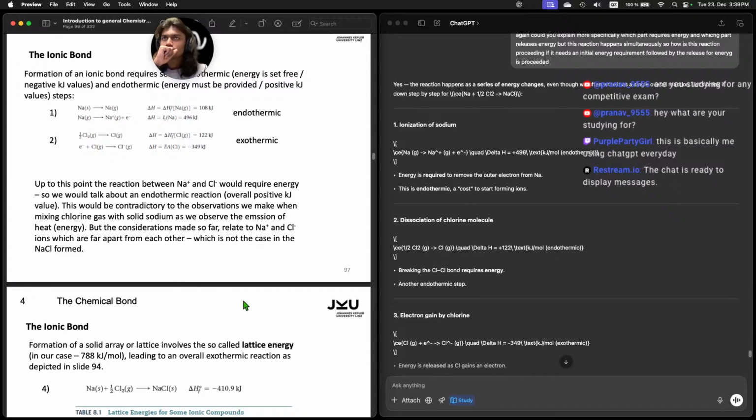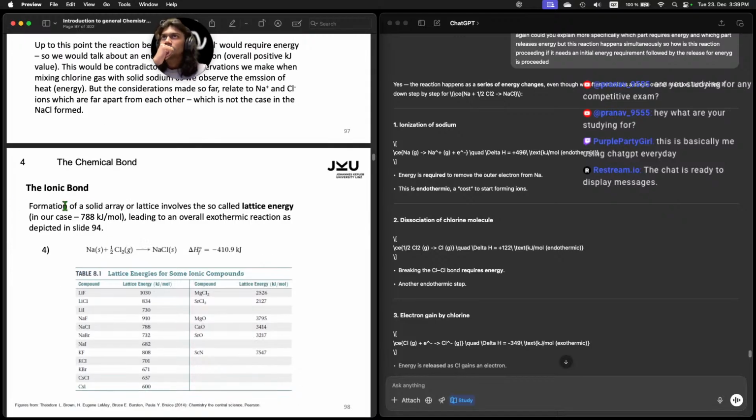I don't get it. Ionic bonds. The formation of a solid array or lattice involves the so-called lattice energy, leading to an overall exothermic reaction as depicted in slide 94.